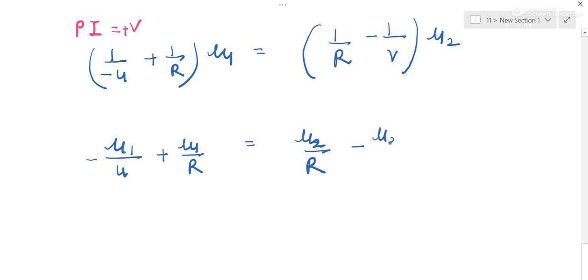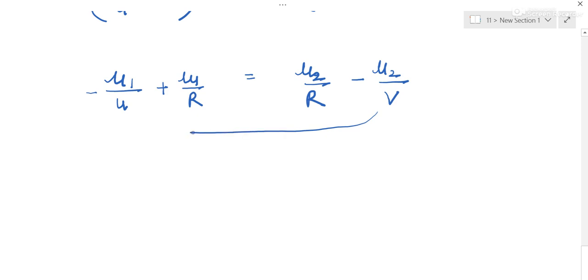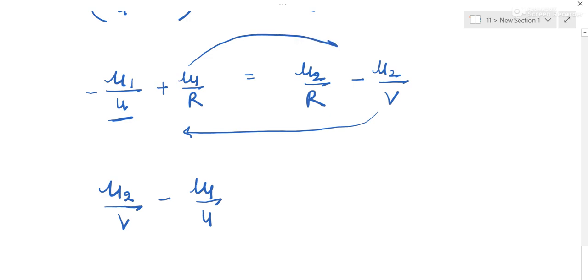Minus mu 2 by V. Now bring that mu 2 by V this side, so that will be positive mu 2 by V minus mu 1 by U as it is. This quantity, as it is, will go this side. It is equal to mu 2 by R, and this quantity is going that side, so it's mu 1 by R.